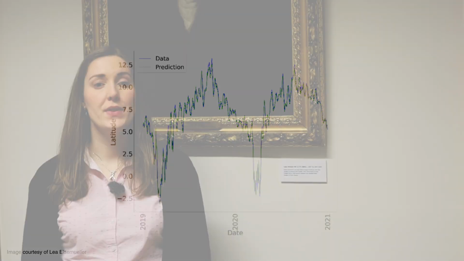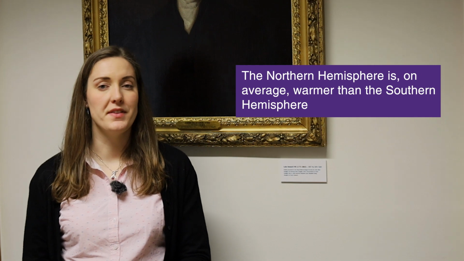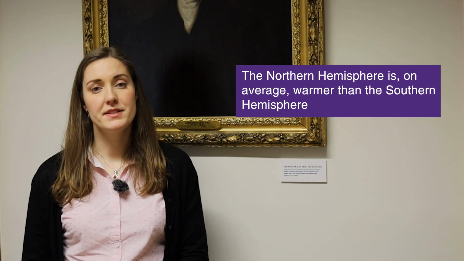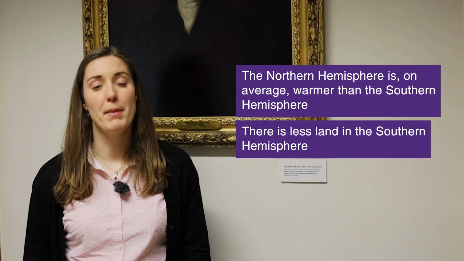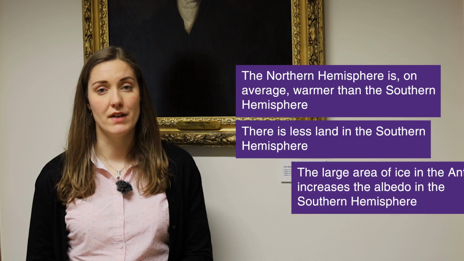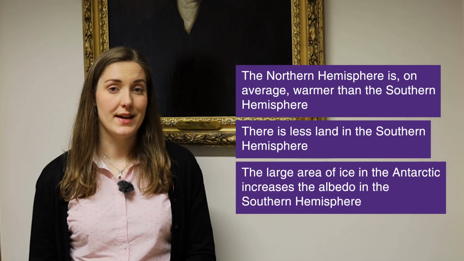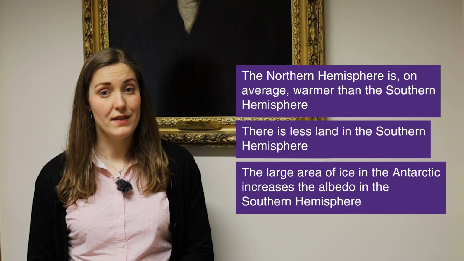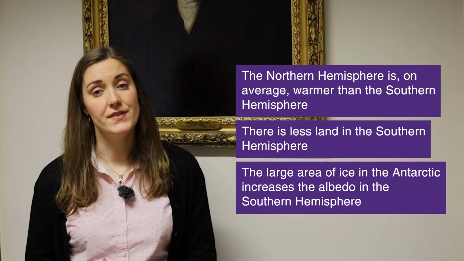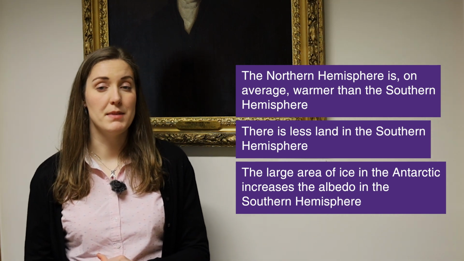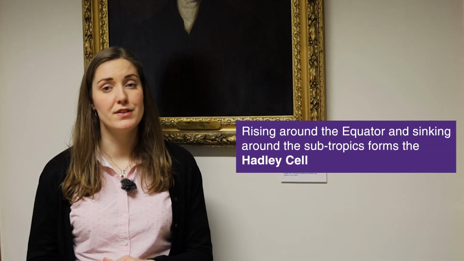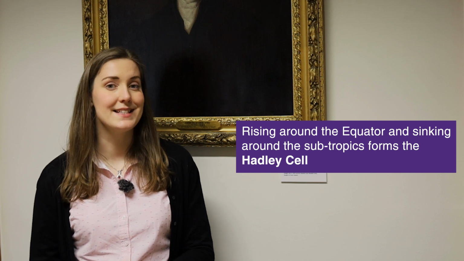This is because the northern hemisphere is on average warmer than the southern hemisphere, partly because there is less land in the southern hemisphere and partly because of the huge amounts of surface covered by ice at the Antarctic, much more than in the northern hemisphere. The ice reflects the sun's light before it warms the surface, and therefore the southern hemisphere is heated less. This circulation, rising around the equator and sinking around the subtropics, is known as the Hadley cell.